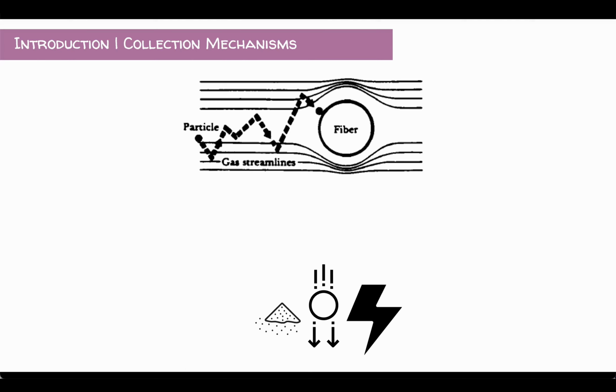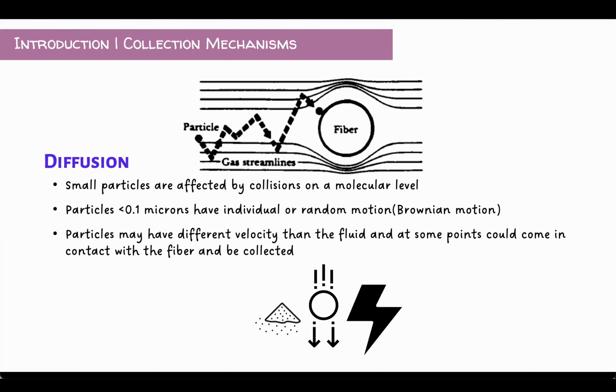The third collection mechanism is that of diffusion. In diffusion, small particles are affected by collision on a molecular level. Particles less than 0.1 microns aerodynamic diameter have individual or random motion. The particles do not necessarily follow the streamlines but move randomly throughout the fluid. This is known as Brownian motion. Particles may have a different velocity than the fluid at some point, could come in contact with the fiber, and be collected.